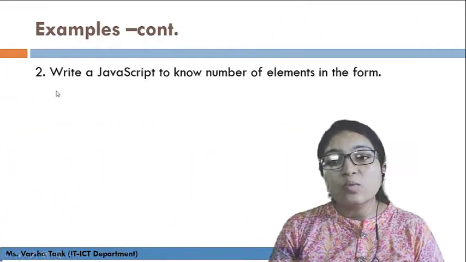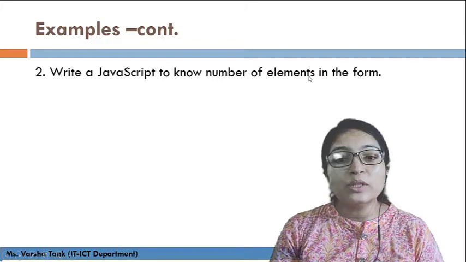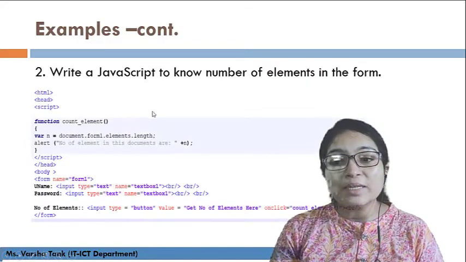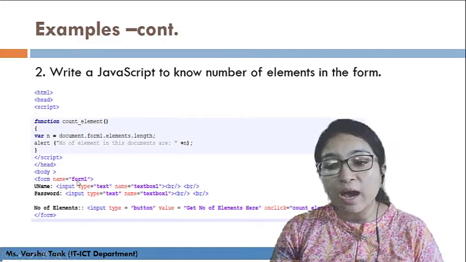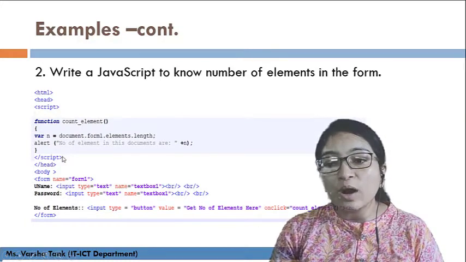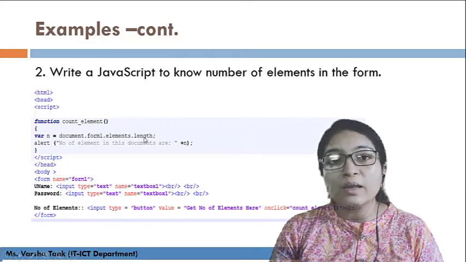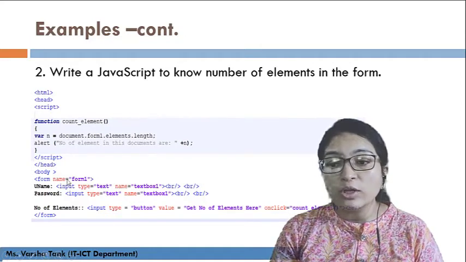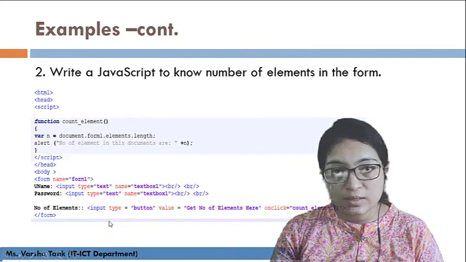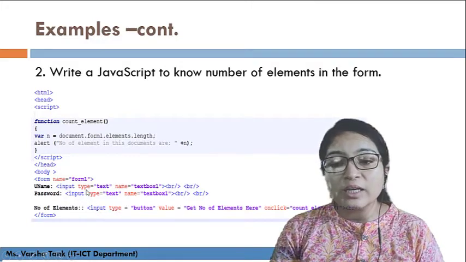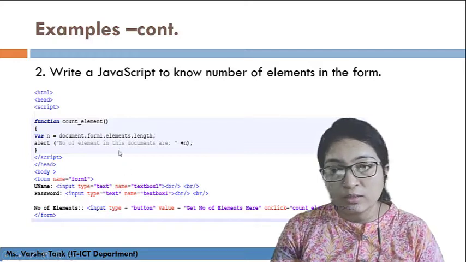Then the next practical is: write a JavaScript to know the number of elements in the form. So how many elements are there in the form, that we have to count. For that you have to use this method, document.form.elements.length. This method you have to use to find out the total number of elements. Here you can see the total number of elements is 3, input tags are there, so those elements will be counted by this method.